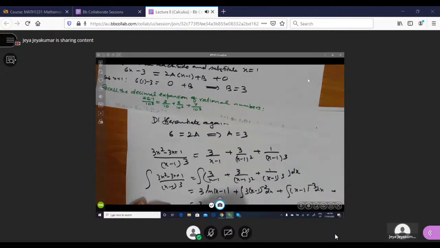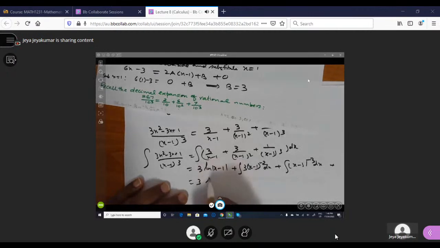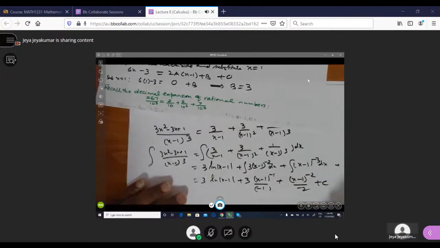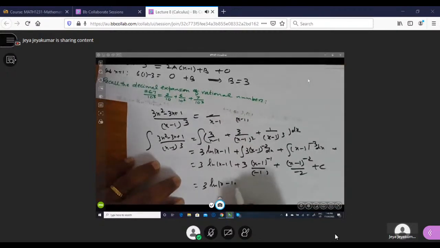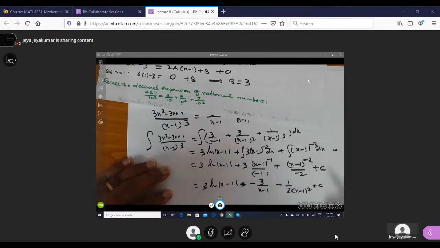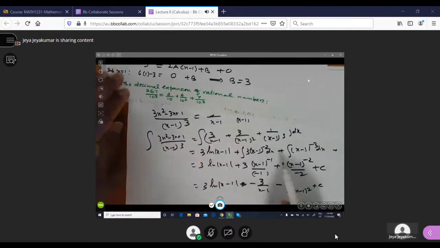Okay, there's 3 log x minus 1. So this one, 3 times x minus 1 to the minus 2 plus 1, over minus 1. Here, x minus 1, the power rule, to the minus 2 over minus 2 plus constant. So that gives you the answer now: 3 log x minus 1, plus, here, minus 3 over x minus 1, minus half x minus 1 squared plus c. Okay? Well, in the integration, we have 3 terms, so you have to worry about that.